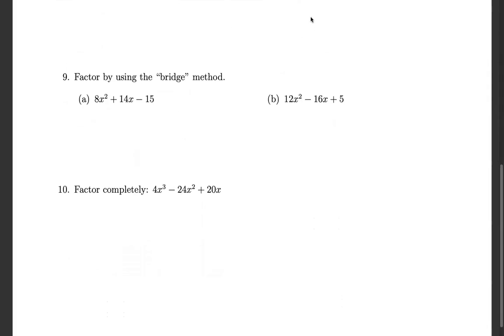Let's see, 9 and 10. So we basically want to factor this degree 2 polynomial trinomial. So how do we do that? We can think, we're playing with factors of 8 and negative 15. So 8 can be factored as 4 and 2. And 15 can be factored as 5 and 3. So to get a positive 14, yes.